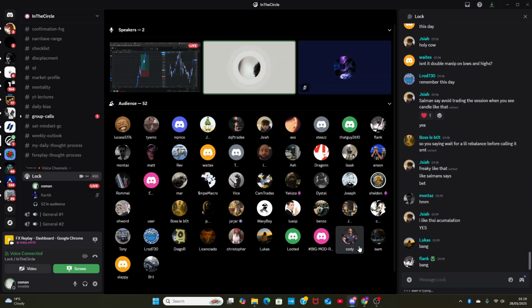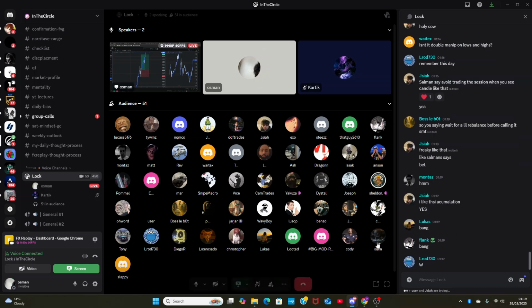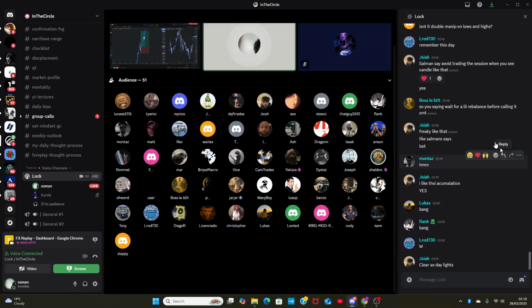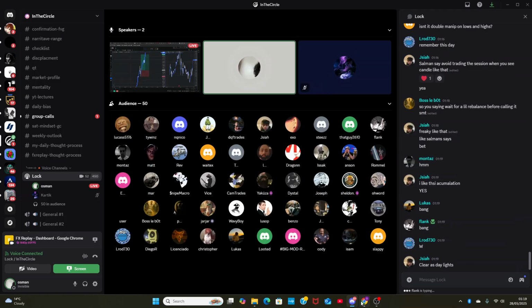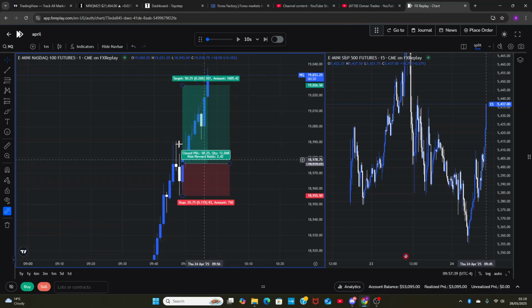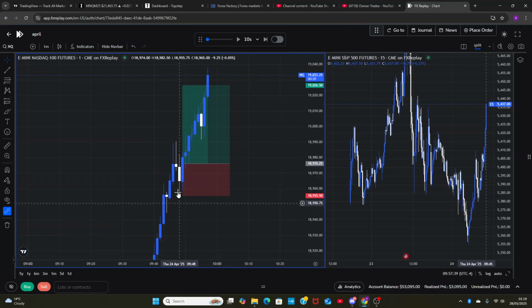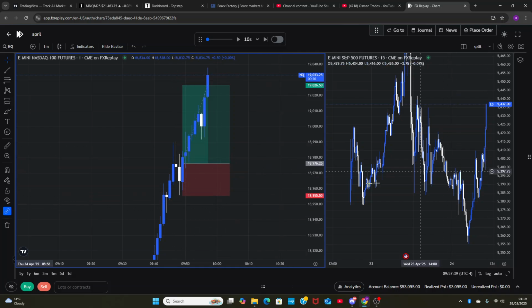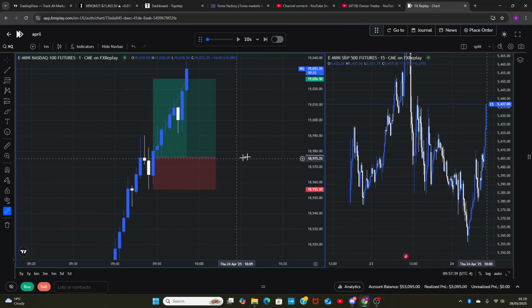So you're saying wait for a low rebalance before calling it SMT? Yes, yes. Isn't it double manipulation of lows and highs? What do you mean? Like here and here. This is because it's feeling the busy, and this is because it's manipulating to one side. And price is telling us we're going to go higher, we're just generating some liquidity and scaring the buyers that we're going to go lower.